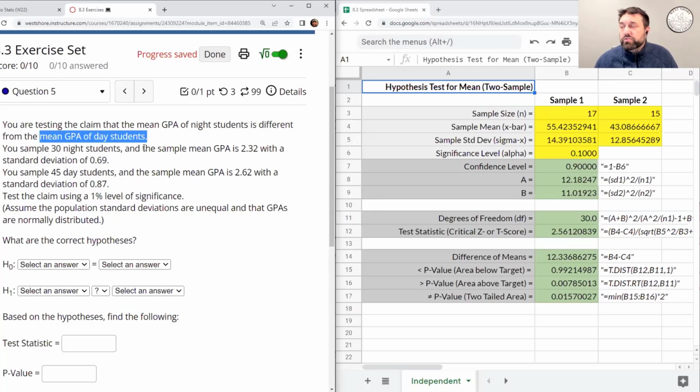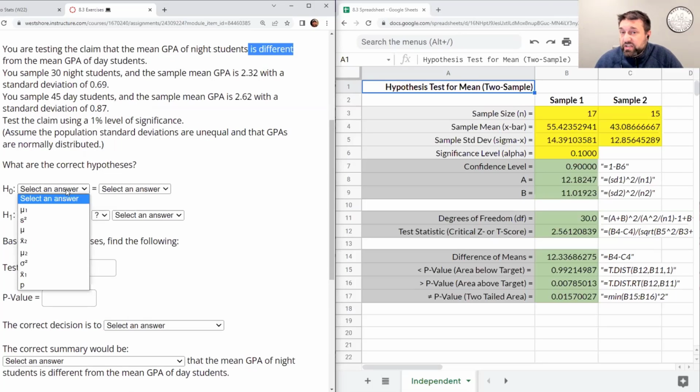So we are testing the claim that the average GPA of night students is different than the average GPA of day students. So what does different mean? Different means not equal to, not greater than, not less than, it's just different. We don't know if it's greater than or less than. We just think that it's different.